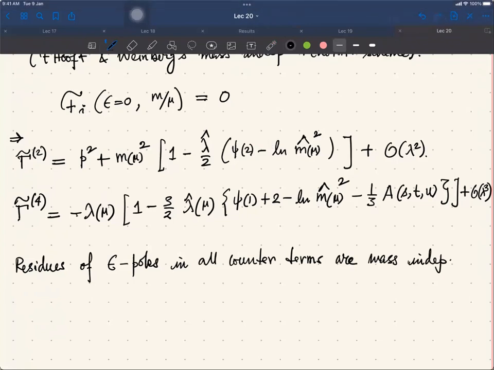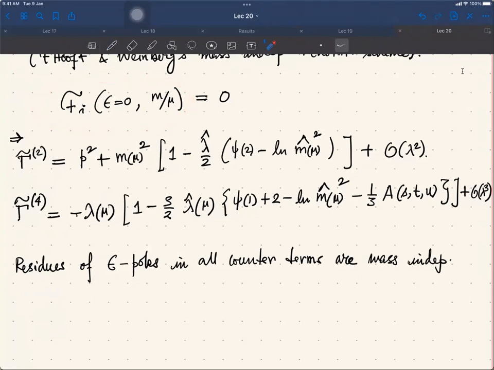Now, there is a way to understand this. The mass dependence of these residues, since it is inflicted by the finite ambiguities of the counter terms, is not actually physical. This dependence is not physical, because it depends on your choice. In fact, since we are choosing these finite ambiguities to be 0, the mass dependence goes away.